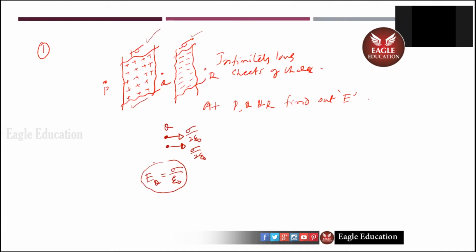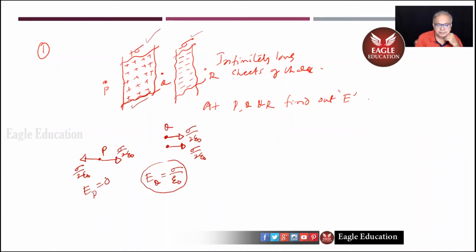At P, it will be sigma by 2 epsilon naught away from it due to the positive charge, and due to minus, towards minus, right? So E at P will be 0. Two equal vectors in opposite direction.